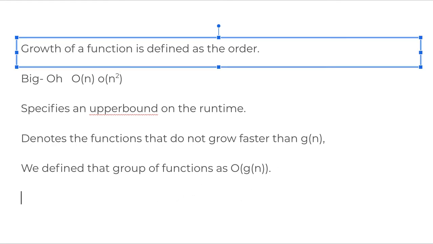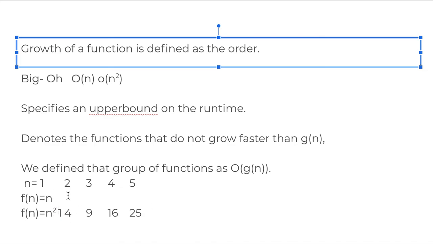Let's take two functions, f of n is equal to n and f of n is equal to n square. When you take different values of n, let's take 1, 2, 3, 4 and 5, the values of n square would be 1, 4, 9, 16 and 25. Sorry, that's f of n squared.